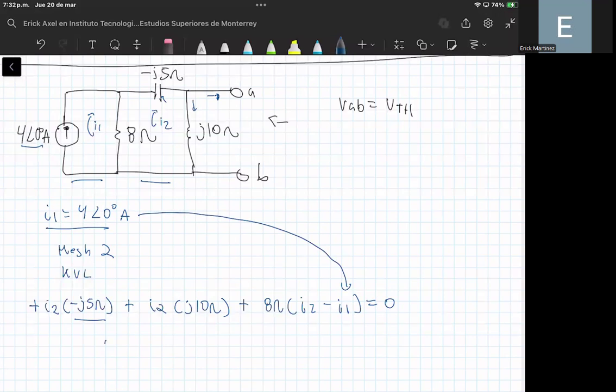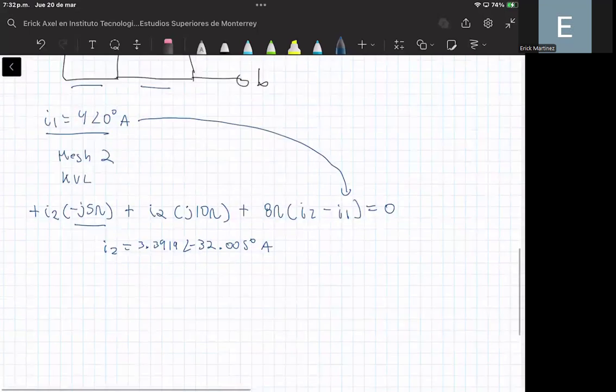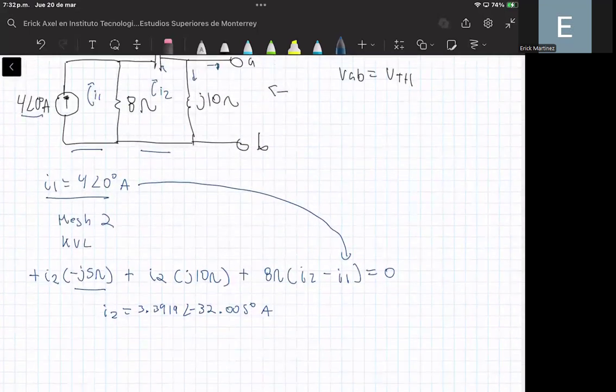So I2 is equal to 3.3919, okay, with an angle of minus 32.005 degrees, and these are amperes. Okay, so this is the value of the current I2.